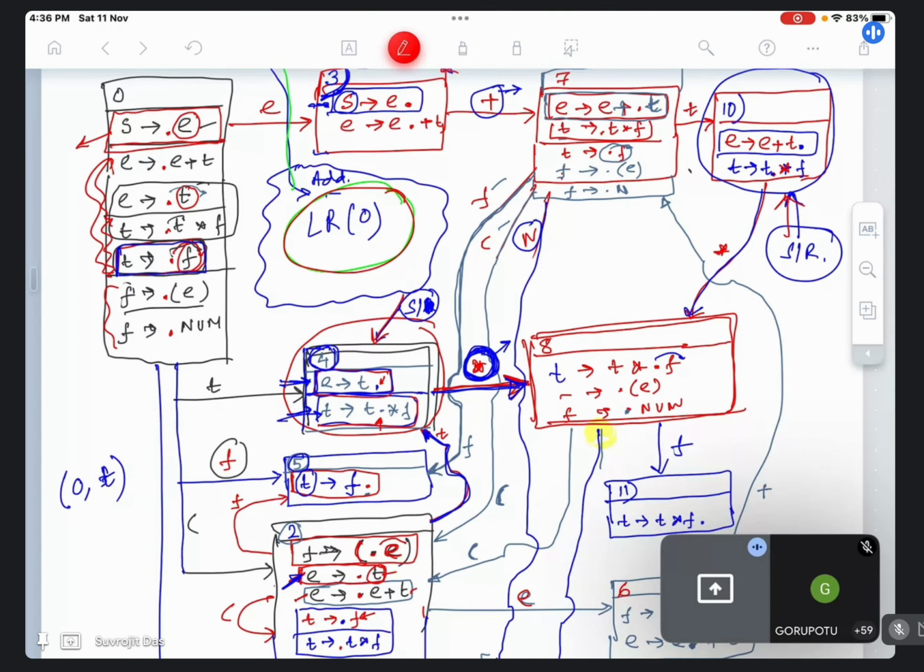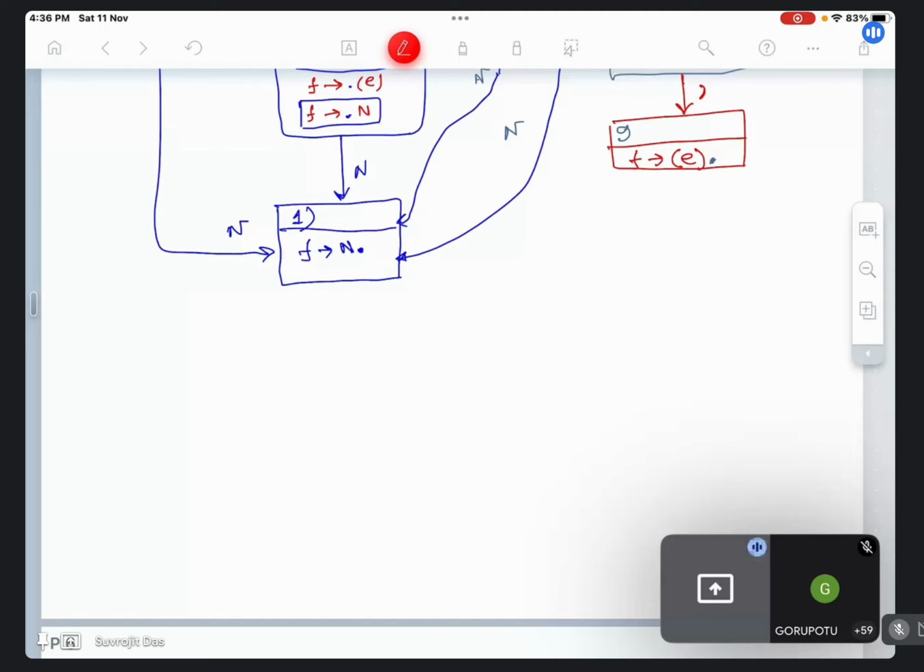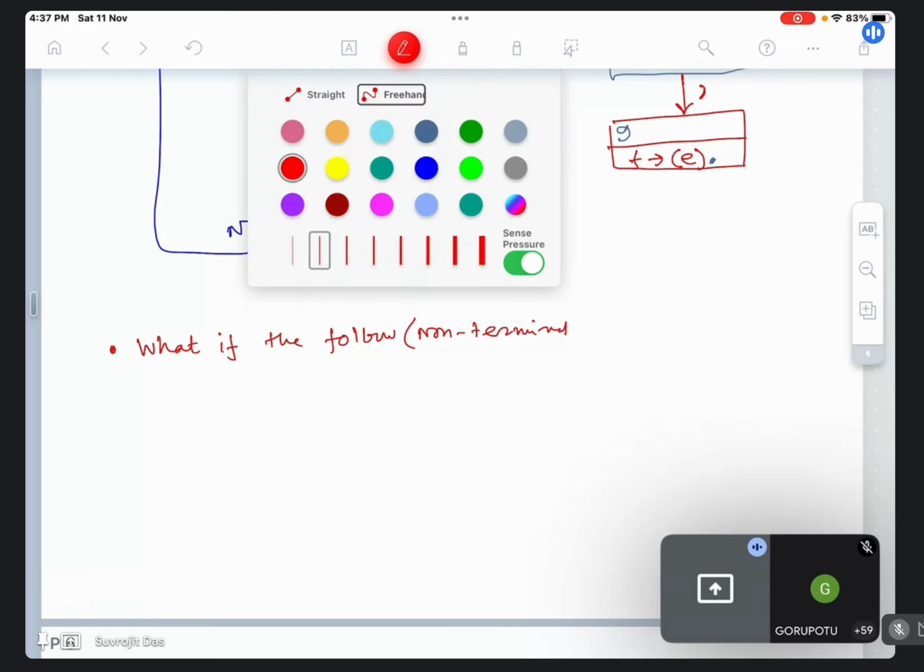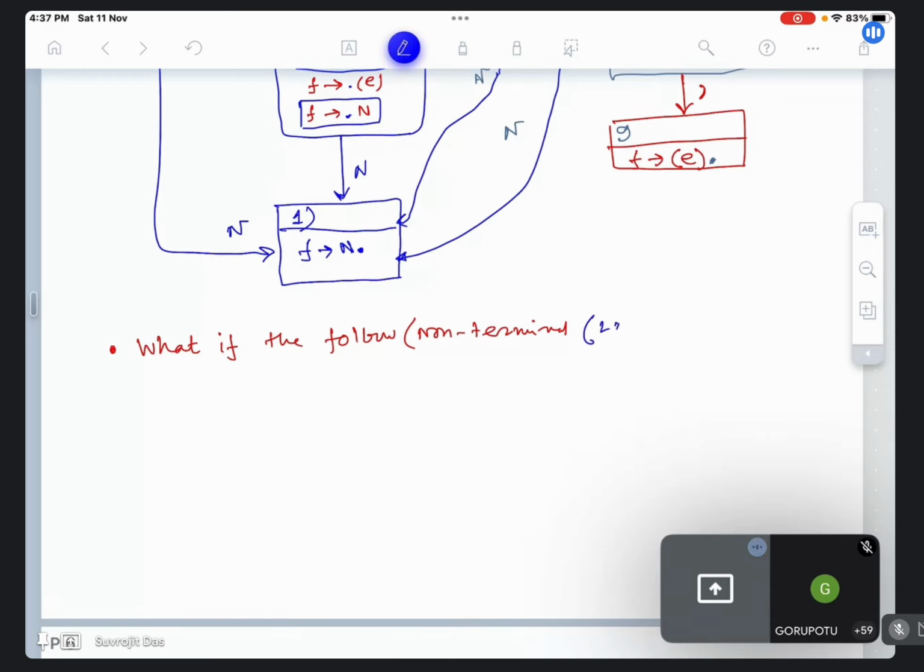Understood? Any questions you have? Hopefully you have no questions. Now let me write down a very important pertinent question that I think should be coming to your mind. And that question is, what if the follow of a non-terminal, now which non-terminal? The LHS of the reducing production, right? That non-terminal.